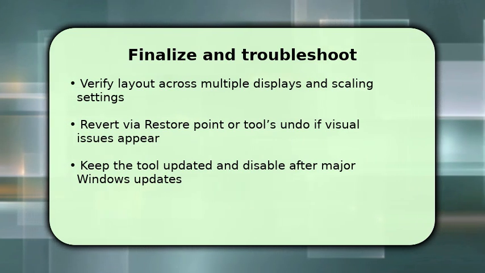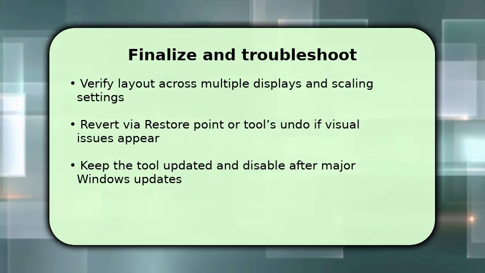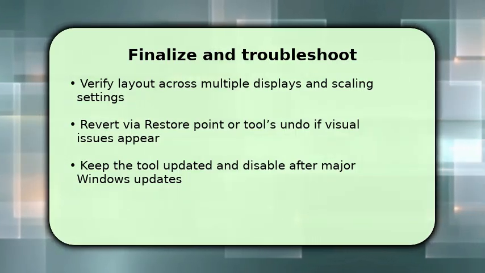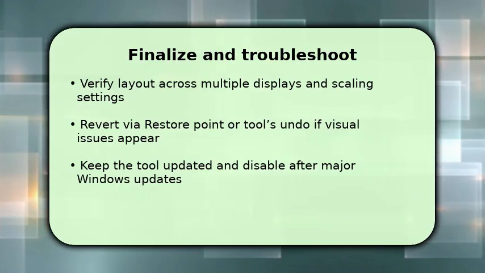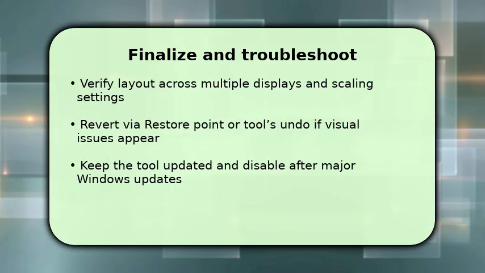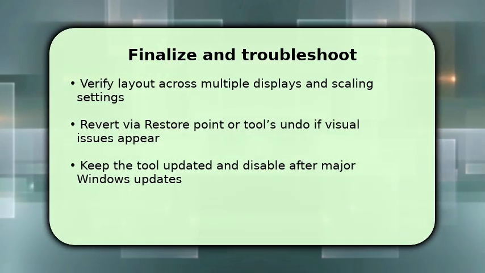If things look off, revert using your system restore point or the tool's undo option. This restores Explorer and settings. Make sure to keep the utility updated and disable or reinstall it after major Windows updates, because shell updates can break patches. Doing so prevents persistent visual glitches and keeps the system stable.